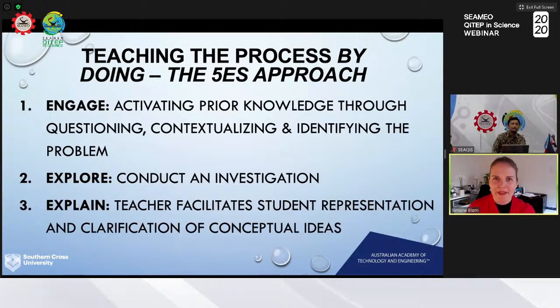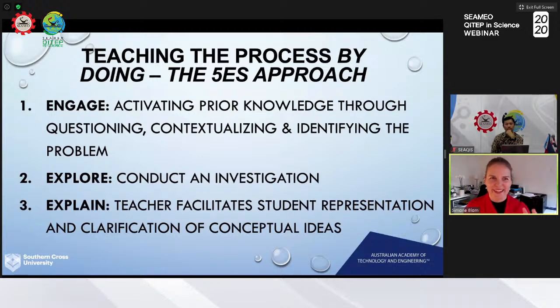We call it inquiry-based learning, but often it's used interchangeably with problem-based learning because students are presented with a problem or a challenge that they have to find a solution for. In the explore, they conduct an investigation, and that might be something quite basic to test some skills and do some exploration, or it might be a bit more complex. In the explain phase, it's not about the teacher explaining, but about the teacher facilitating student representation and clarification of their conceptual ideas.